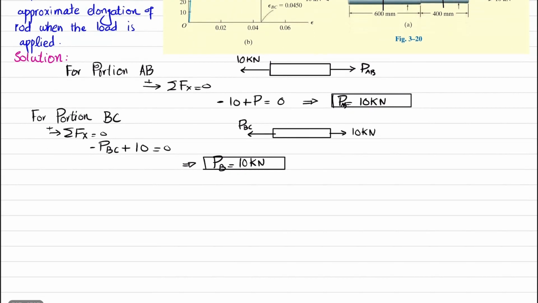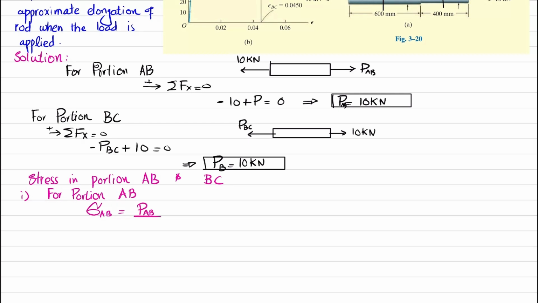So what we will do is that we will find the stresses in portion AB and BC. First we will find for portion AB. Stress in AB will be equal to PAB divided by area of AB. PAB is this one, you can see this is 10 kilonewton. So 10 into 10 raised to power 3 will give you Newton, divided by area.